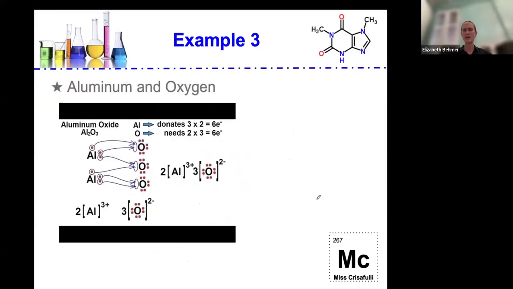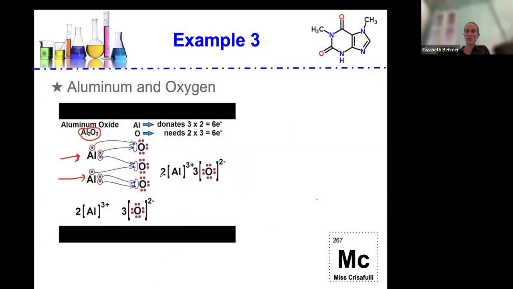Example 3, let's look at aluminum and oxygen. So to create aluminum oxide, here we have the formula unit. One aluminum will donate 3 electrons, but there will be 2 of them for a total of 6 electrons being donated from these 2 aluminums. So these 2 aluminums are donating 3 electrons each in order to fill up these 3 oxygen valence shells of electrons.